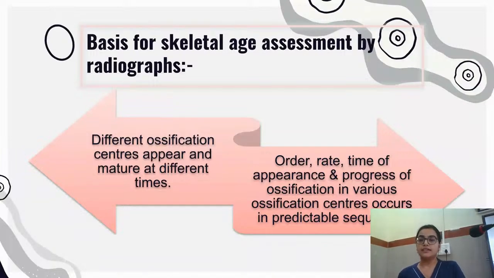So, what is the basis of skeletal maturity assessment by radiographs? Every bone goes through various stages of maturation, and these changes can be predicted using radiographs. Different ossification centers appear at different times at different sites, and the order, rate, time, appearance, and progress of ossification at various ossification centers occur in a predictable sequence.